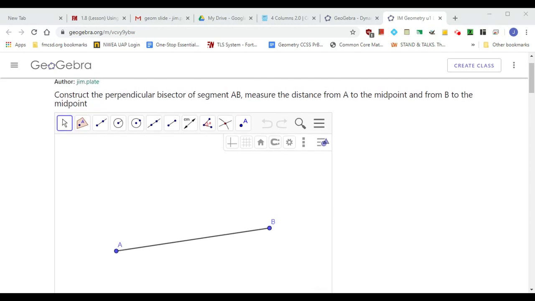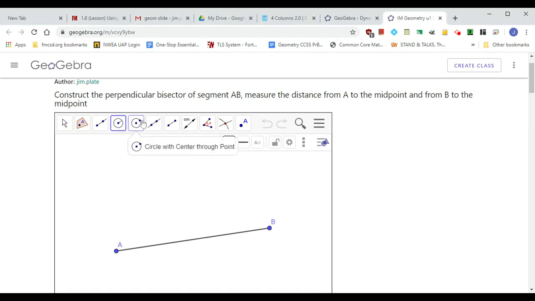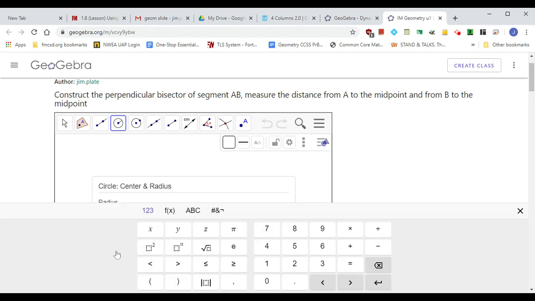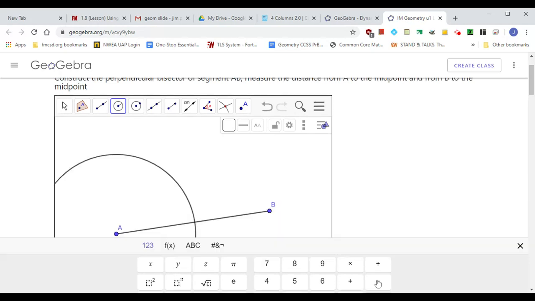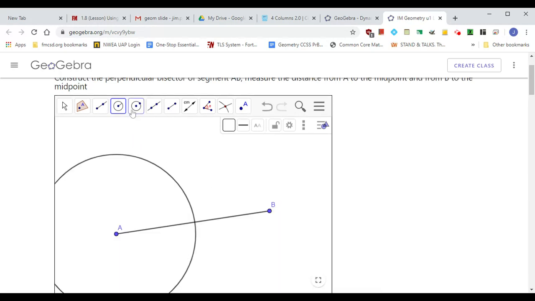So I'm going to start with the very first one here. I'm going to construct the perpendicular bisector of segment AB. So I'm going to use circle with a radius, I think. So I'm going to click A and I'm going to call my... I didn't want all that. Put my radius at, let's back up. I don't think I made that big enough.